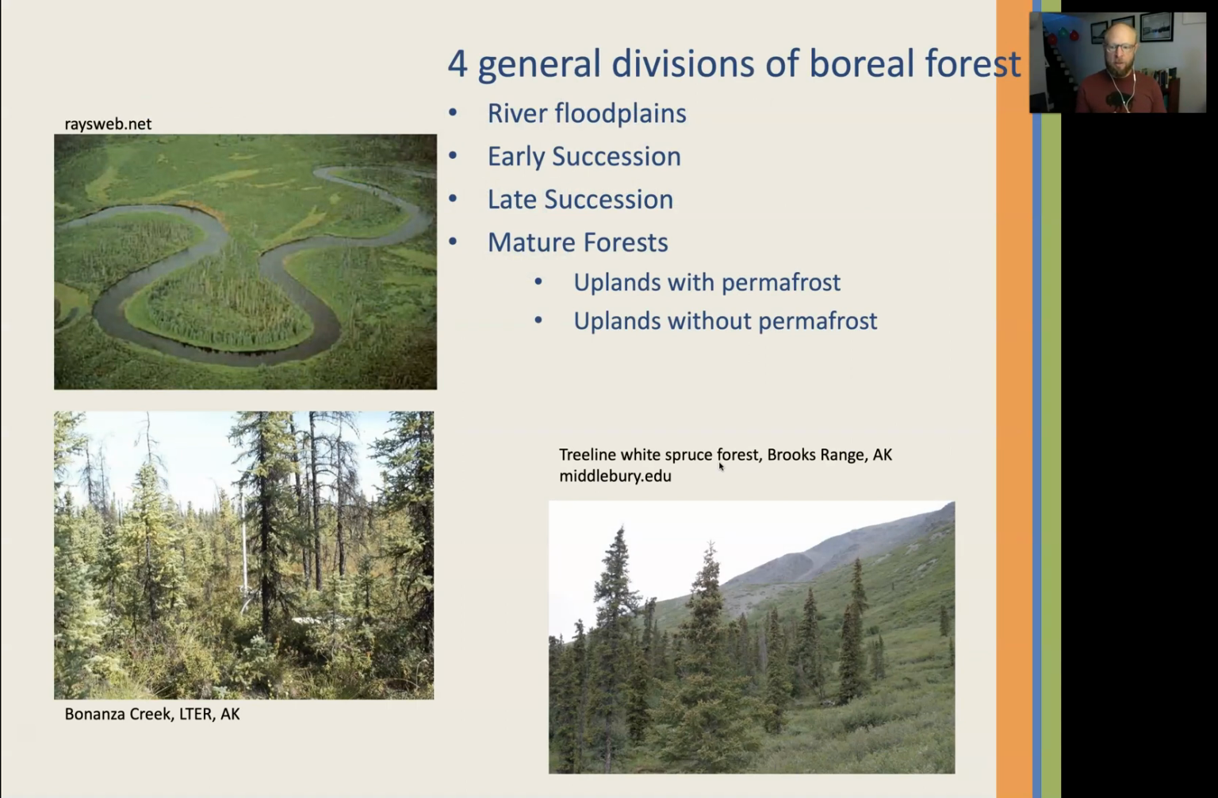Okay, let's talk a little bit about the vegetation and the flora in the boreal forest. There's kind of 4 main subdivisions of different vegetation types. You've got river floodplains, you have early succession, late succession, and mature forests. And within the mature forests, we have uplands with permafrost and uplands without permafrost, and they have different vegetation types dominating each of these.